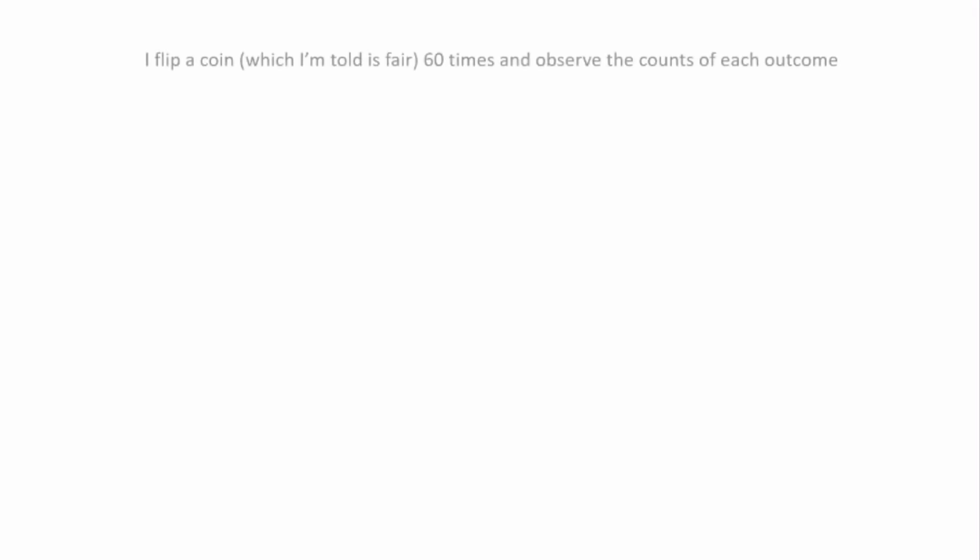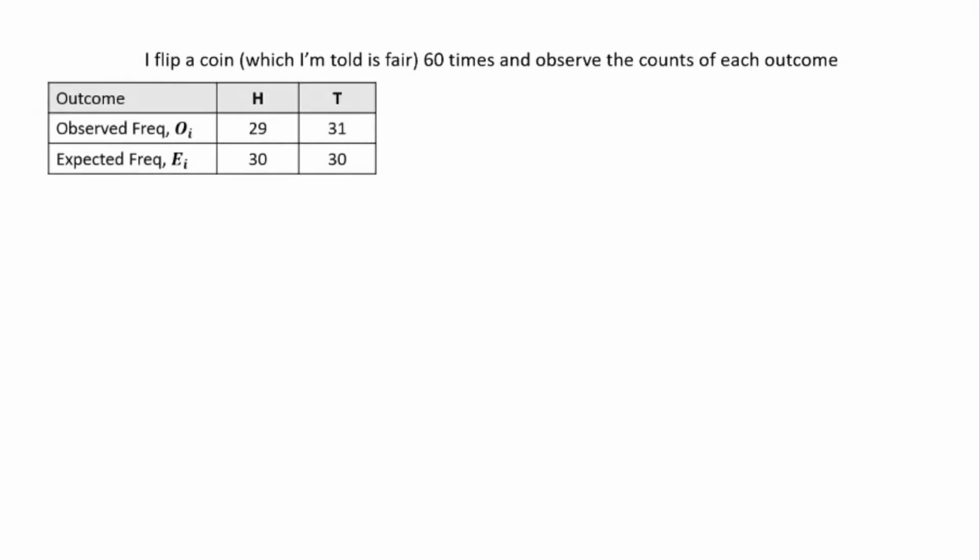Okay, so today we're going to look at a new topic, what we call chi-squared distributions. Let me start by taking you through a scenario. If I had a coin, which I'm told is a fair coin, or I can assume is a fair coin, and I flicked it 60 times, I want to know the count of each outcome, so the number of times that each outcome happened. And I'm going to try and use that to determine whether the coin was fair or not.